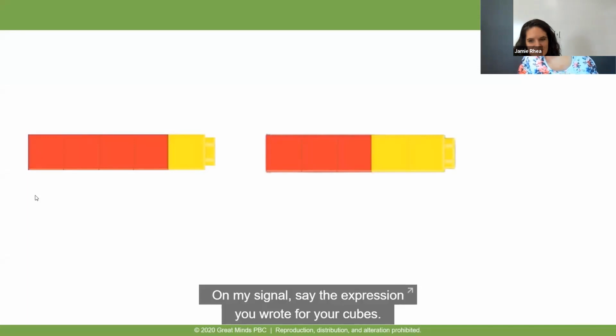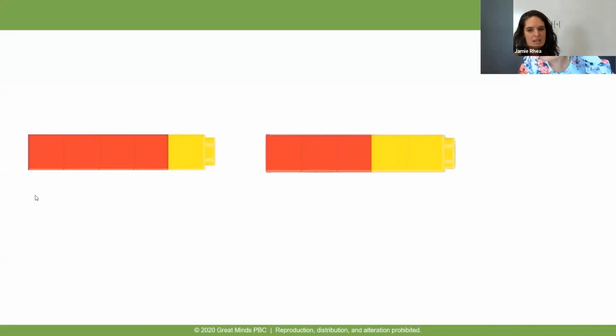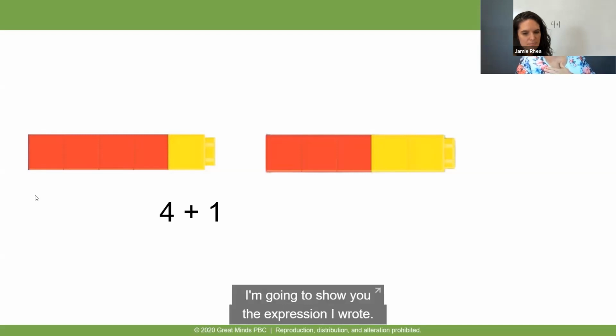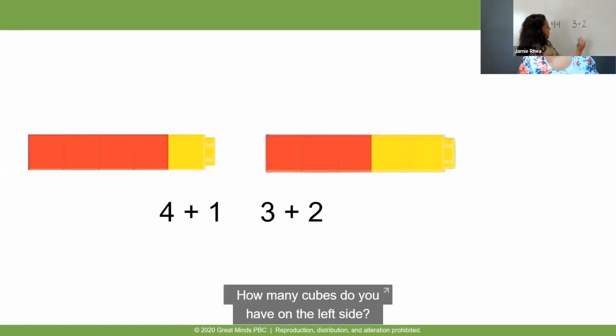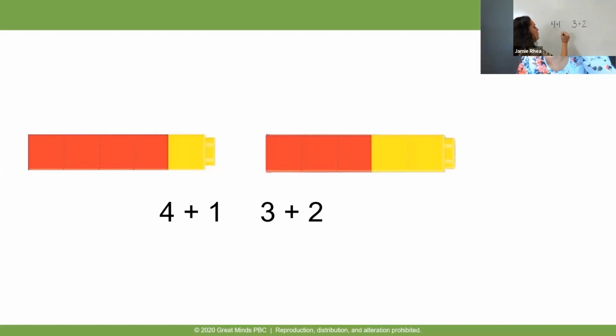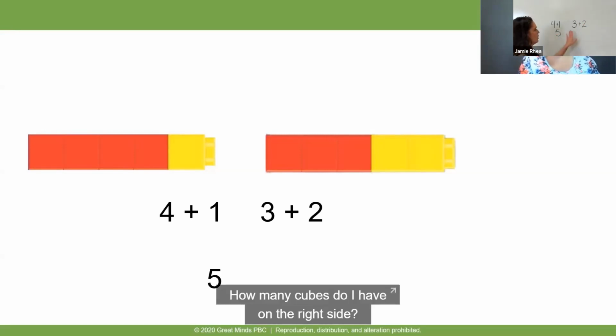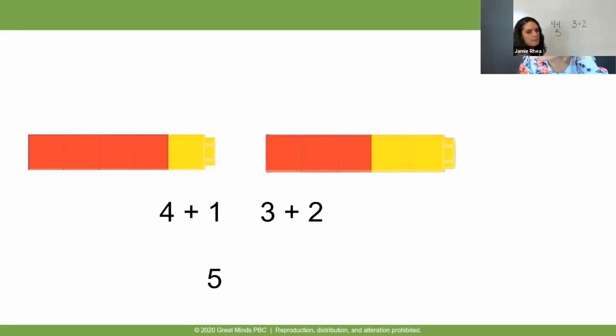On my signal, say the expression you wrote for your cubes. 4 plus 1. I'm going to show you the expression I wrote. 3 plus 2. How many cubes do you have on the left side? 4, 5. 5 cubes. How many cubes do I have on the right side? 3, 4, 5. Also 5 cubes.